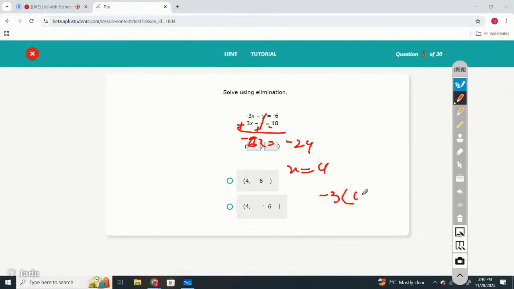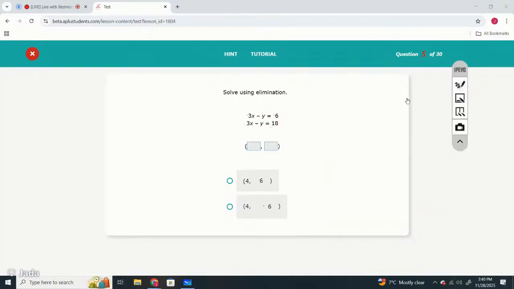So negative 3 times 4 minus y equals negative 6. Negative y is equal to negative 6 plus 12. So y is equal to negative 6. So option number 2 is the correct option, that is 4 and negative 6.